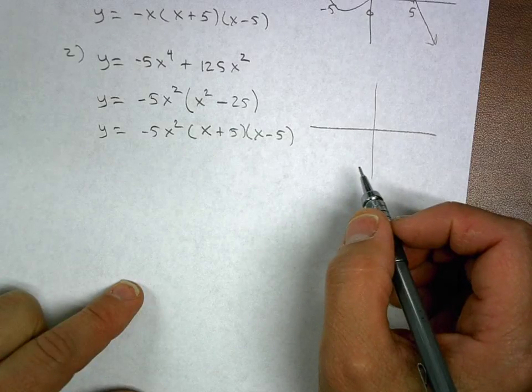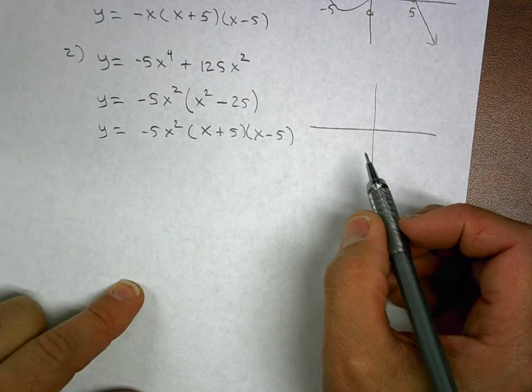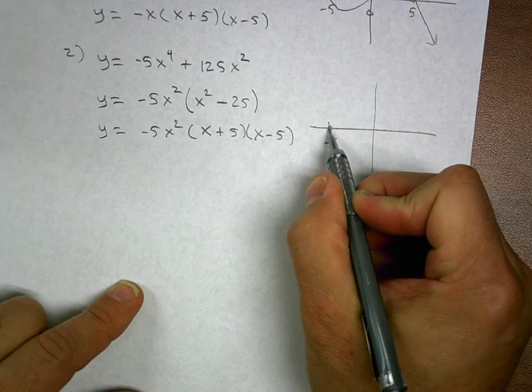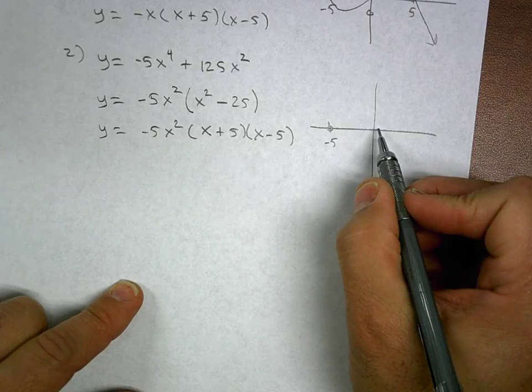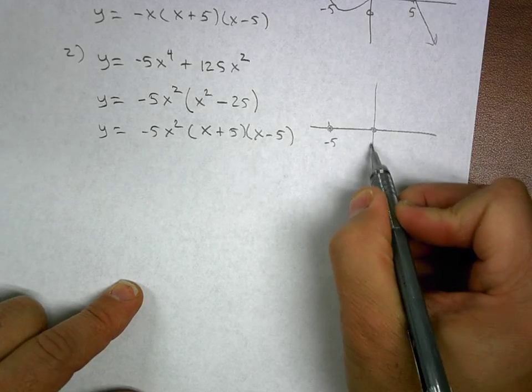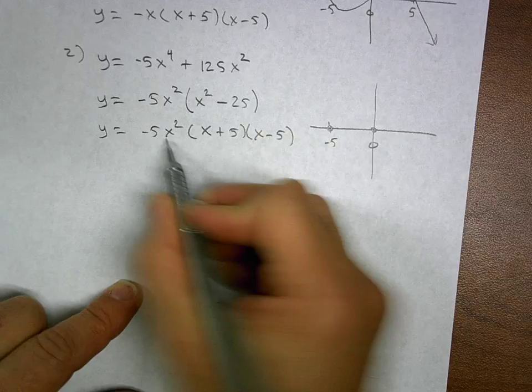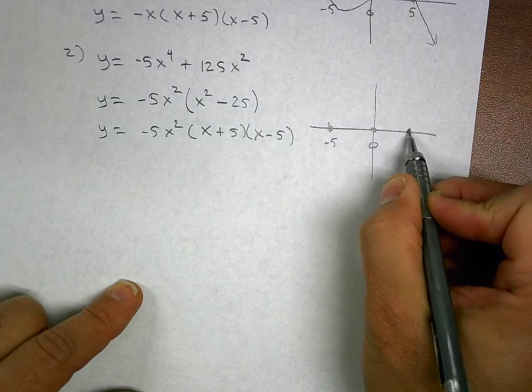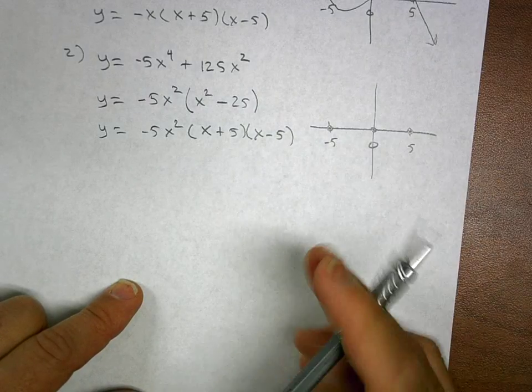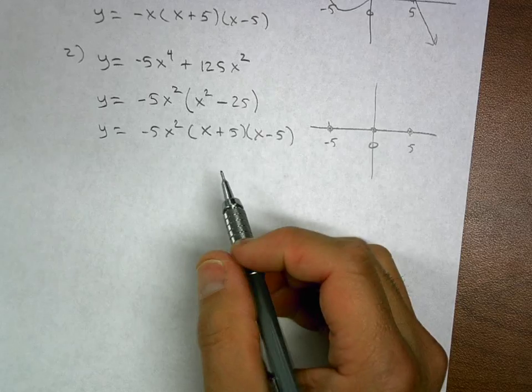Okay, what are the x-intercepts? Where are they at? Negative 5. Is 0 an x-intercept? Yes, 0 is from that. And then also positive 5. There it is. All right, so the degree, what's the degree?